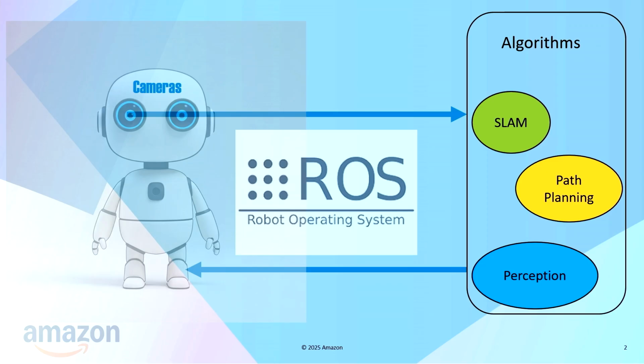We have a humanoid robot on the left, and you have a bunch of algorithms like SLAM, path planning, perception, and then there's ROS in between that's getting the vision or the frames from the vision system or the cameras all the way to the algorithms, which are analyzing the scene, and then they're taking some action to move the part, right? So that's essentially what ROS is.